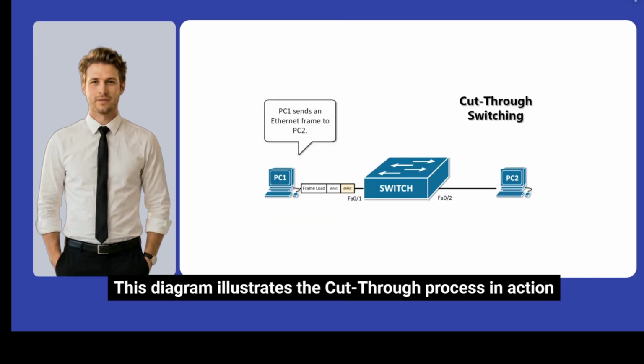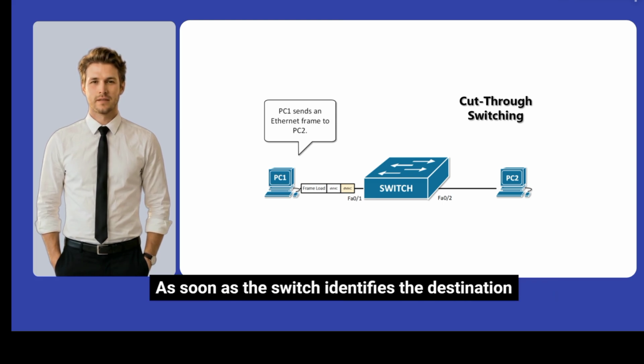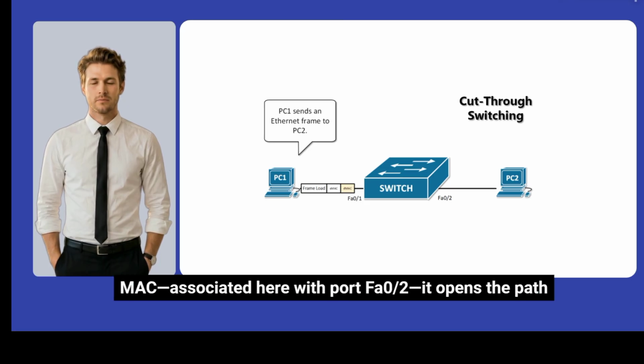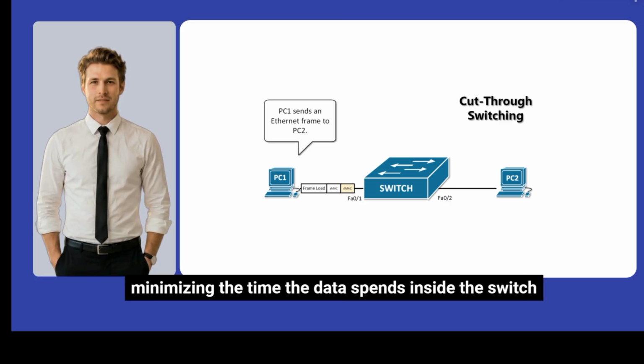This diagram illustrates the cut-through process in action. PC1 sends a frame to PC2. As soon as the switch identifies the destination MAC, associated here with port FA0/2, it opens the path. The load, or data, follows right behind the header, minimizing the time the data spends inside the switch.